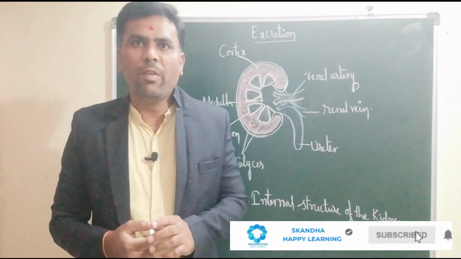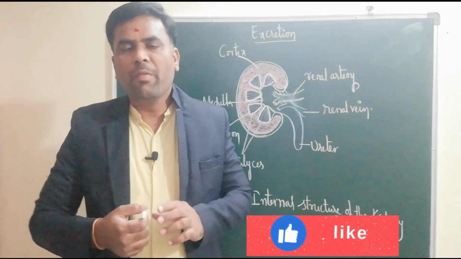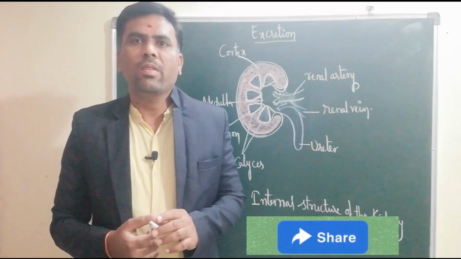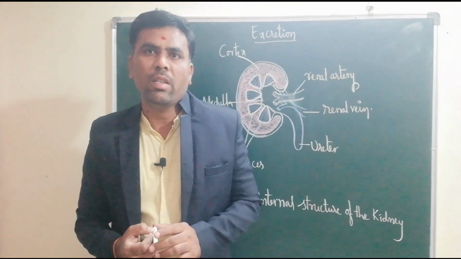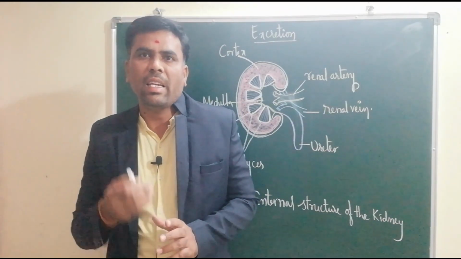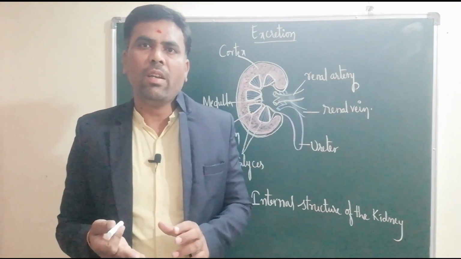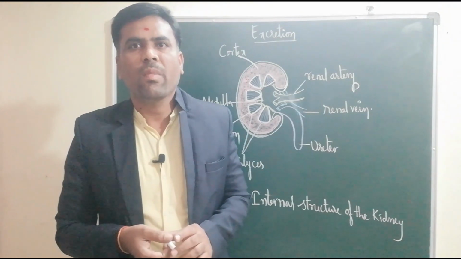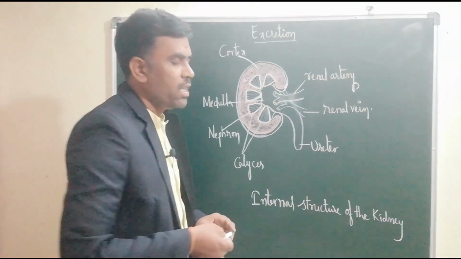So far, we have discussed the external structure of the kidney, the shape of the kidney, the size of the kidney, and also the location of the kidney. The right kidney is slightly lower than the left kidney due to the presence of the liver above the right kidney. So now let us discuss the internal structure of the kidney.